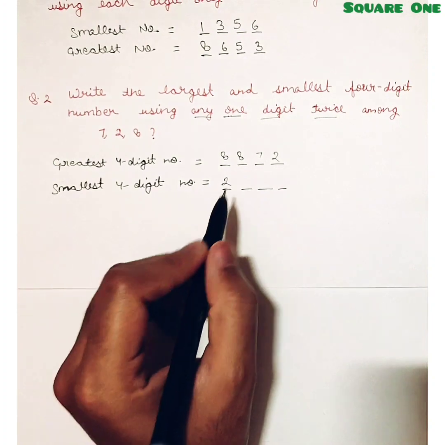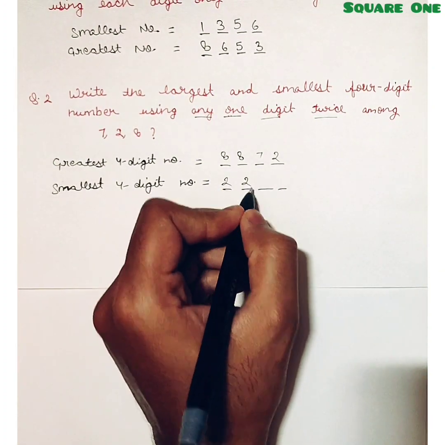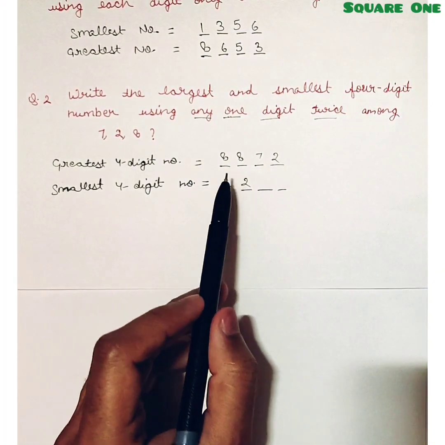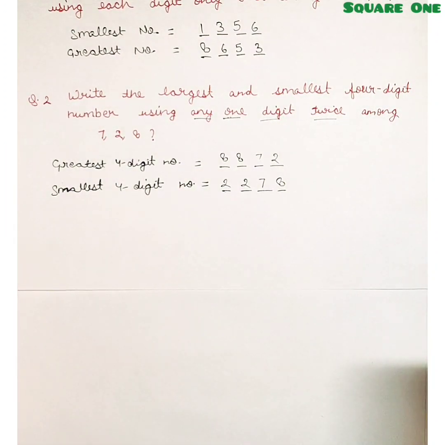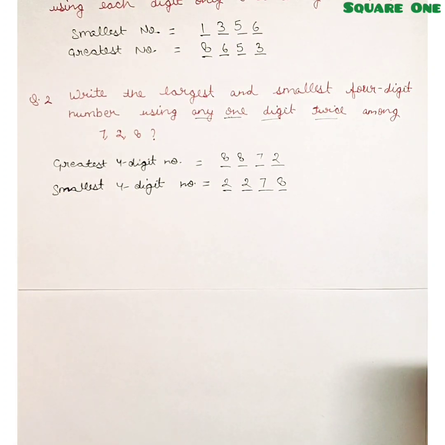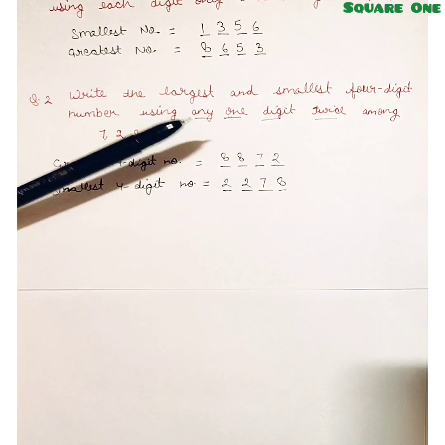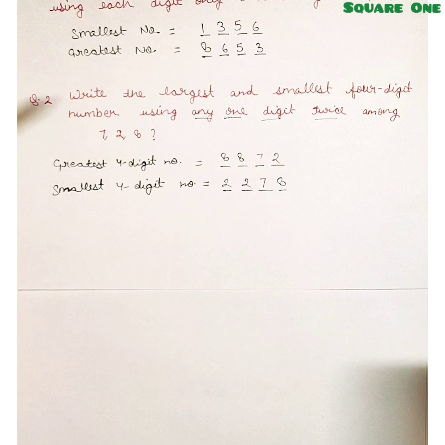I will use 2 again because I have to write the smallest 4-digit number, and I will use the smallest digit twice. Then I will write 7. And the last digit will be 8. This is my smallest 4-digit number. So this is how you form the smallest and the greatest numbers using digits if any one digit is allowed to be written twice or allowed to be used twice. So this is how you form the solution.